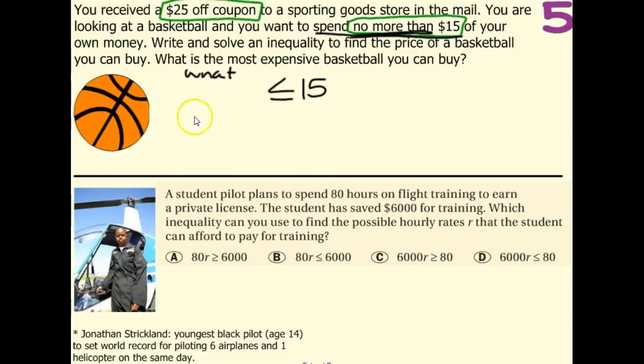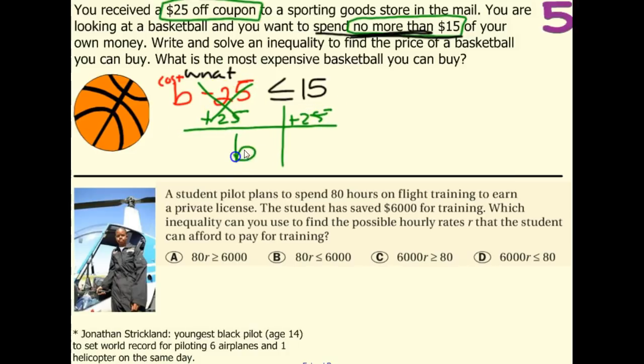Well, my basketball. I'm going to use the letter B for basketball. So B is going to represent how much it costs, the cost of the basketball. But I have a $25 off coupon. So the basketball minus, or subtracting, $25 has to be less than or equal to 15, what I have to spend, right? So all I simply have to do is solve this inequality. So I'm going to draw my line down. To get the cost of the basketball that I could buy, I'm going to have to do the opposite of subtracting 25 and add 25.